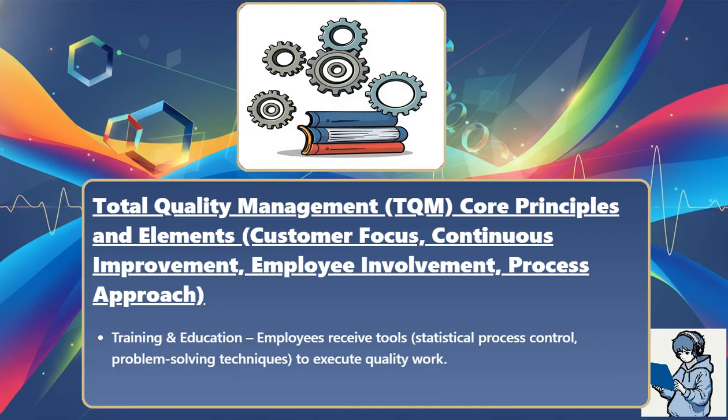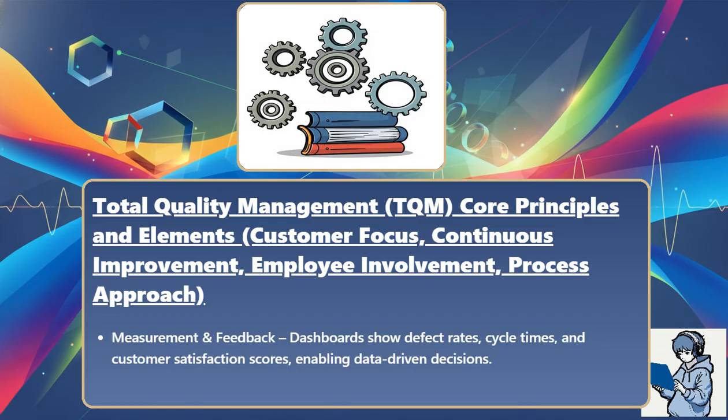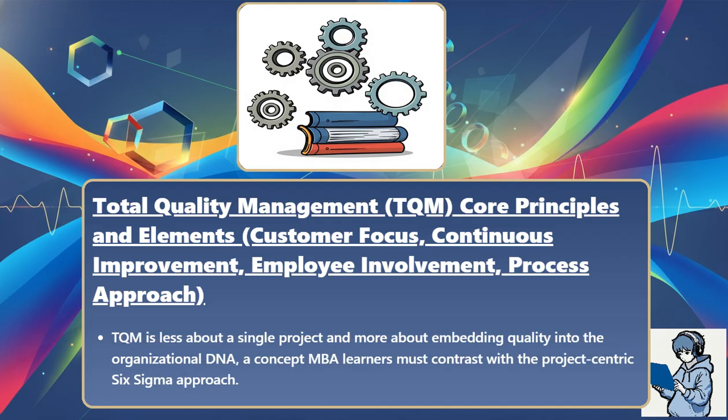Training and education. Employees receive tools, statistical process control, and problem-solving techniques to execute quality work. Cross-functional teams. Quality circles blend perspectives from engineering, marketing, and service to solve problems holistically. Measurement and feedback. Dashboards show defect rates, cycle times, and customer satisfaction scores, enabling data-driven decisions. TQM is less about a single project and more about embedding quality into the organizational DNA. A concept MBA learners must contrast with the project-centric Six Sigma approach.